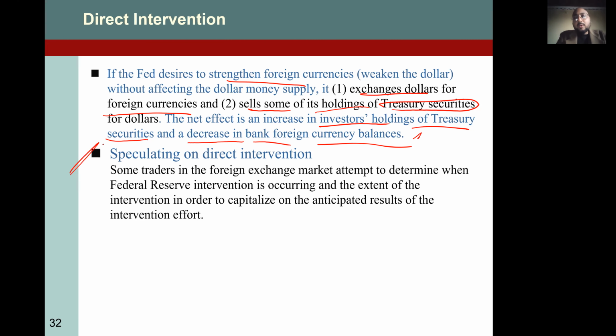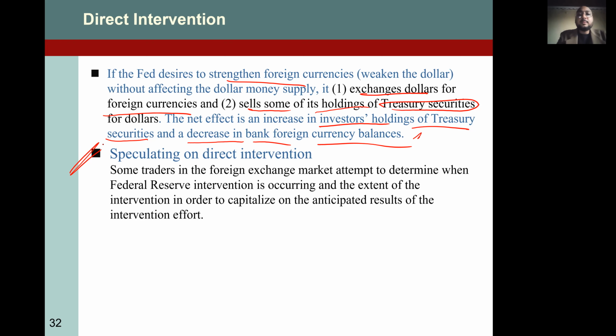Now, speculating on direct intervention. So after what we have discussed, governments can directly intervene in the market. There are two kinds of intervention, sterilized and non-sterilized. The conventional is non-sterilized, and the more advanced form of direct intervention is sterilized.